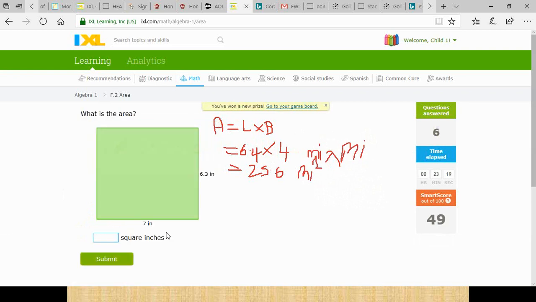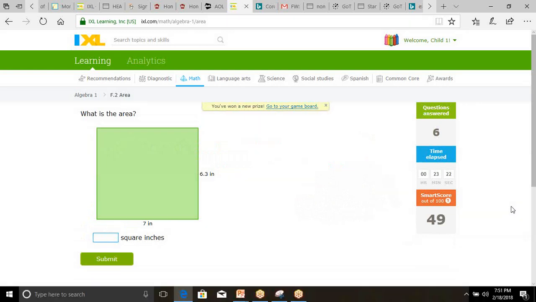All right. So what shape is this? Square. No, look at it carefully. Is that a square? Look at the sides. What shape is that? It's a rectangle. It looks square, but when you look at the numbers, you see that there's a slight difference. One side is 7 inches and the other side is 6.3. But just looking at it, it looked like a square.